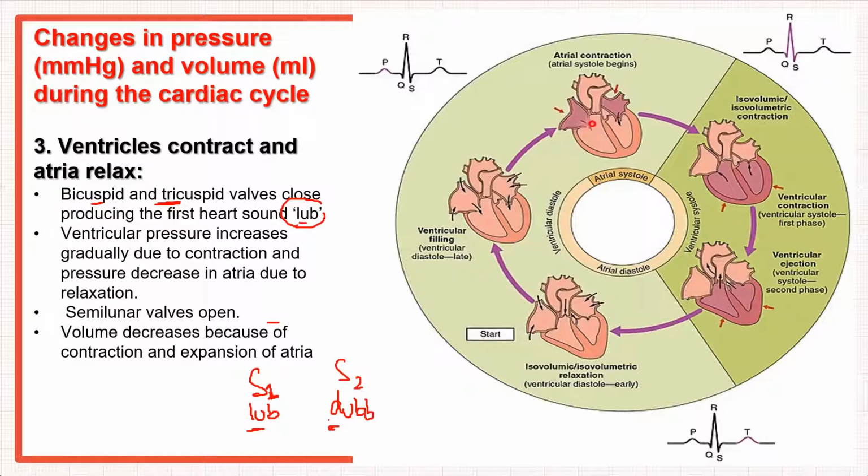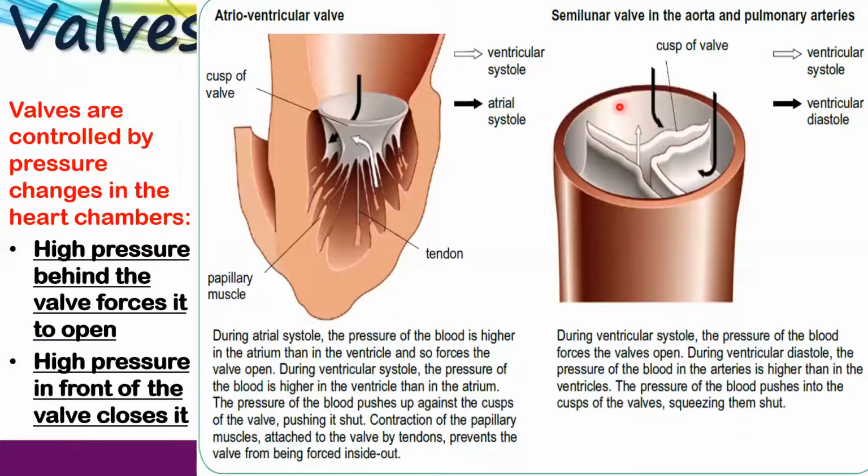This is the atrioventricular valve. Right now, both the atria are behind the valves, and the ventricles are in front of the valves. So if the pressure is more behind the valves, this would force them to open. And if there is high pressure in front of the valves, they would close.